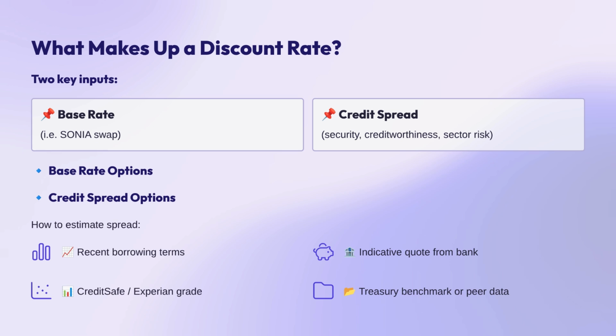Then you apply a credit spread. This reflects the lessee's credit risk, whether the lease is secured or unsecured, and the broader cost of borrowing in their sector. The credit spread can be based on recent borrowing terms, indicative quotes from a bank, credit ratings from sources such as CreditSafe or Experian, or internal treasury benchmarks and peer data.